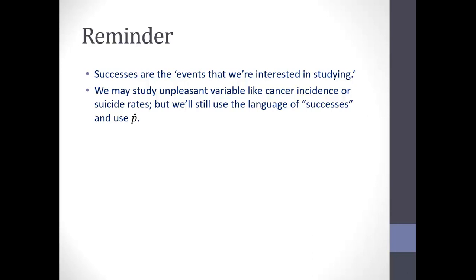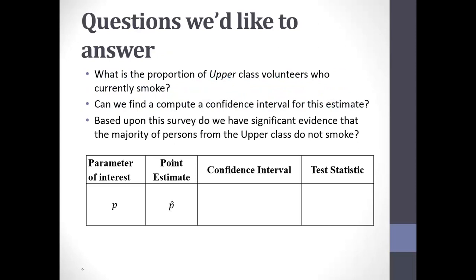Okay, so using that language again, a question that we might want to answer is something like, what is the proportion of upper class volunteers who currently smoke? Thinking back to that table, what percentage of our upper class volunteers are smokers? We answer that question for the table, but we want to generalize that to the population at large. That's our goal here.